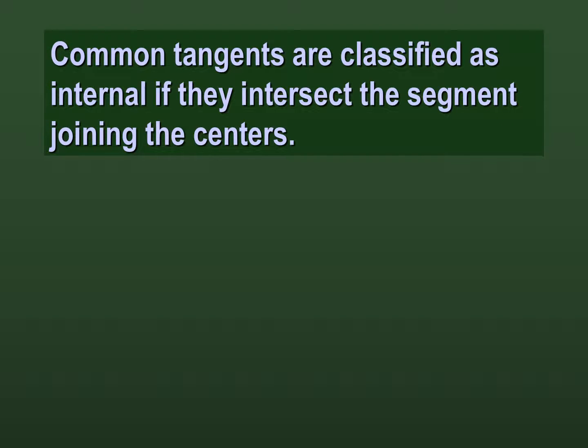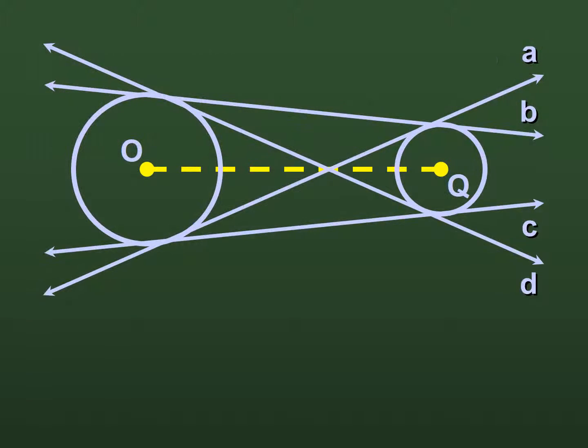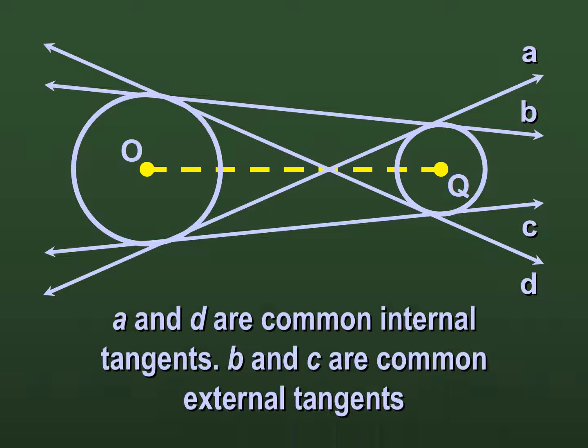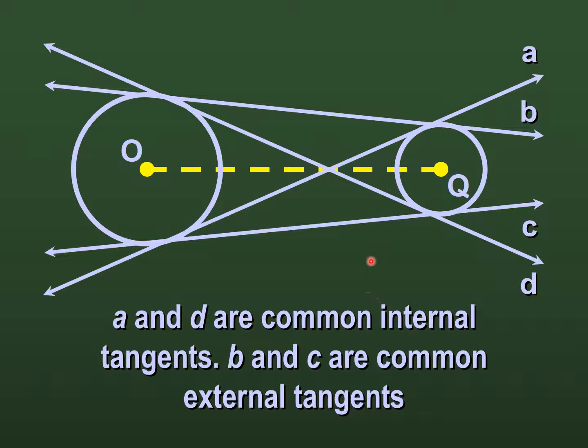Tangents are classified as internal if they intersect the segment joining the centers. So line A, which is this tangent line here, and line D, which is this tangent line here, we call those internal tangents because they cross the line that connects those centers of those circles. Whereas tangent line B, and tangent line C also is tangent to both those circles, but notice that it's not going across. So we just call those external tangents.